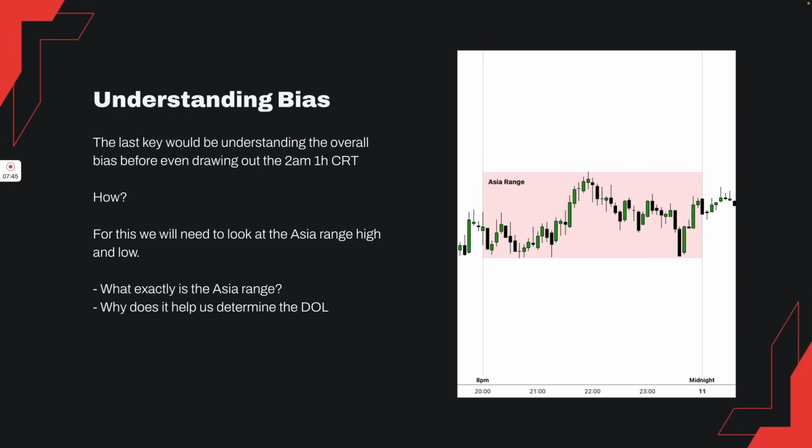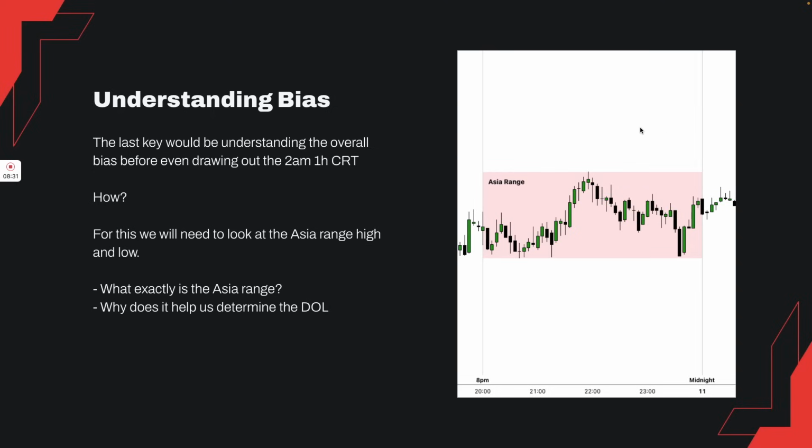Understanding bias. A lot of comments have been made on my previous videos about understanding the bias. You need to understand the overall bias before even drawing out the 2 a.m. 1 hour CRT. But how do you do this? That's the question. For this, you'll need to look at the Asia range high and low. What exactly is the Asia range? Why does it help us determine the draw on liquidity? I'll discuss more about this in the next slides.